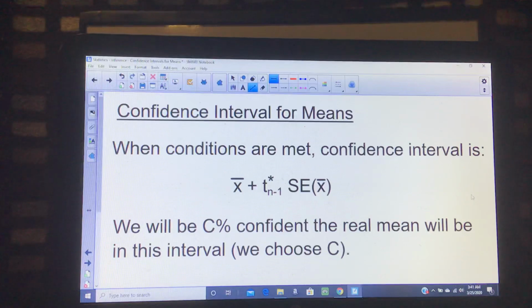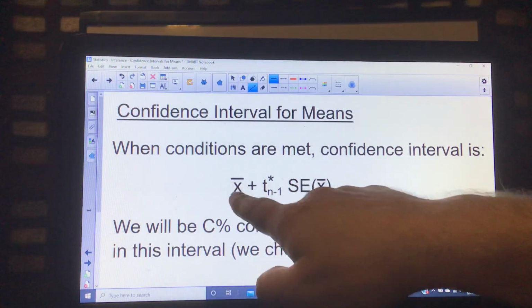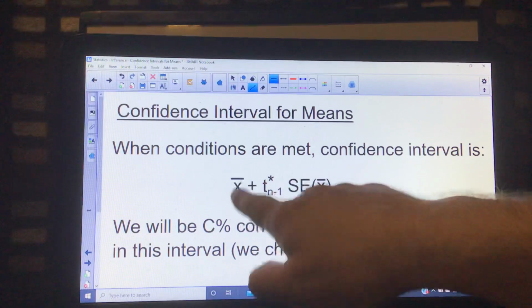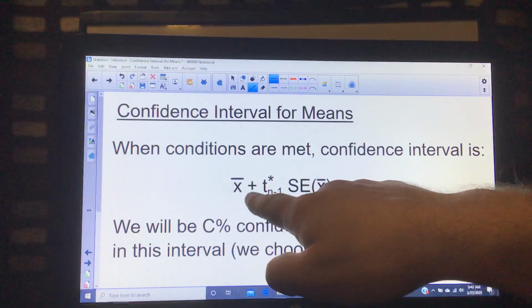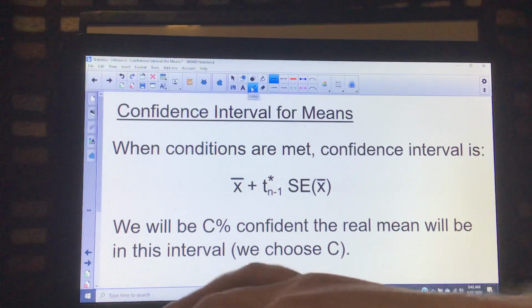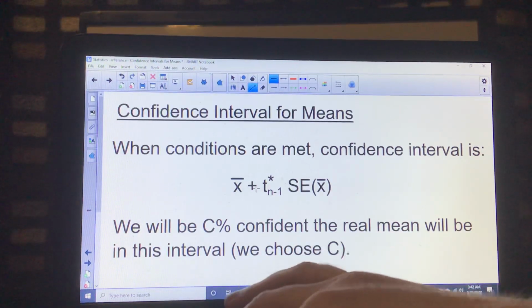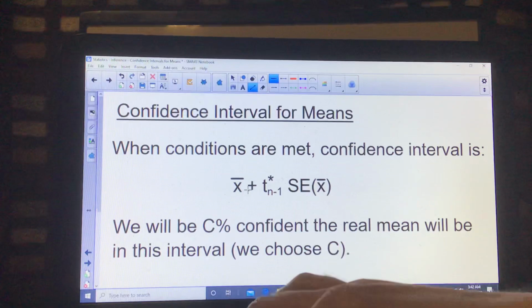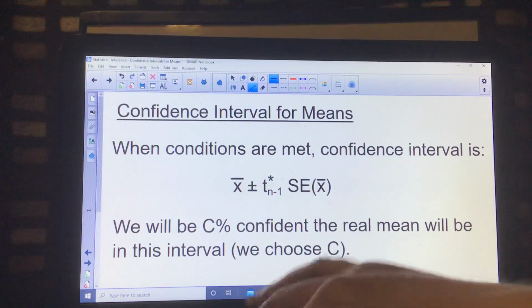Finally, building the confidence interval. The good news is the structure of the confidence interval is the same as for proportions. Before we used our sample proportion. Now we use our sample mean, and we do plus or minus. Oh, my minus is missing. Let's see if I can add it in. I should have put that in before I started recording the video. There we go. It's plus or minus.